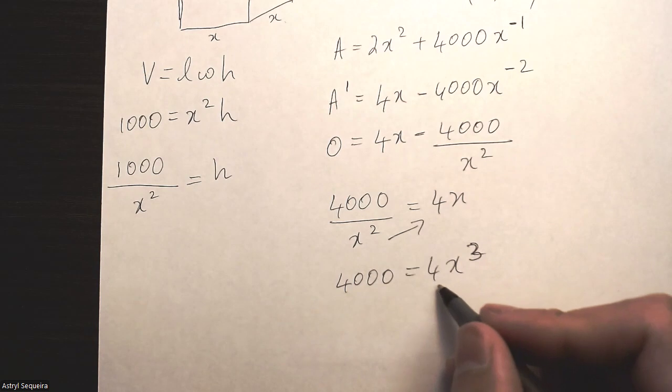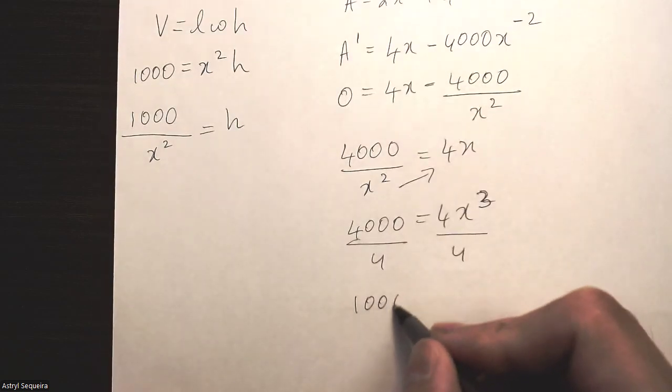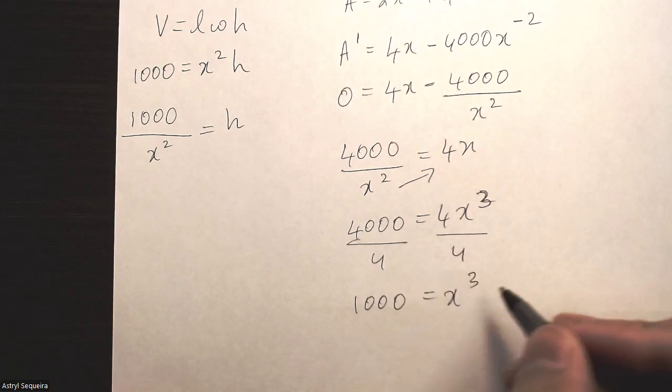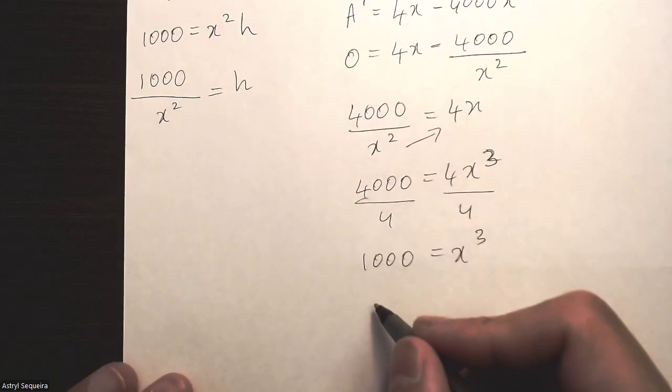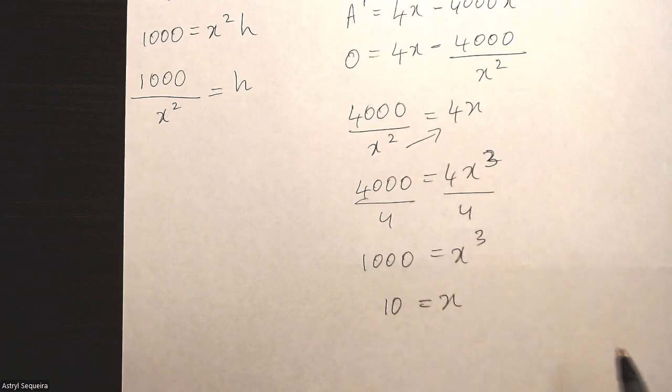Oops, x cubed. Divide by 4. And then I'll cube root the other side to get rid of the cube. So cube root of 1000 is just 10 equals x. So this is my critical point over here. Most probably this is the value of x that minimizes the solution, but we have to test the endpoints. We have to test this point as well to make sure that this actually minimizes the area.